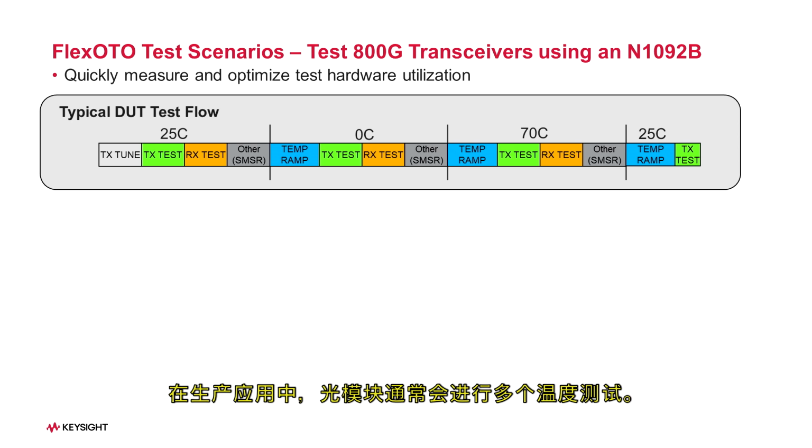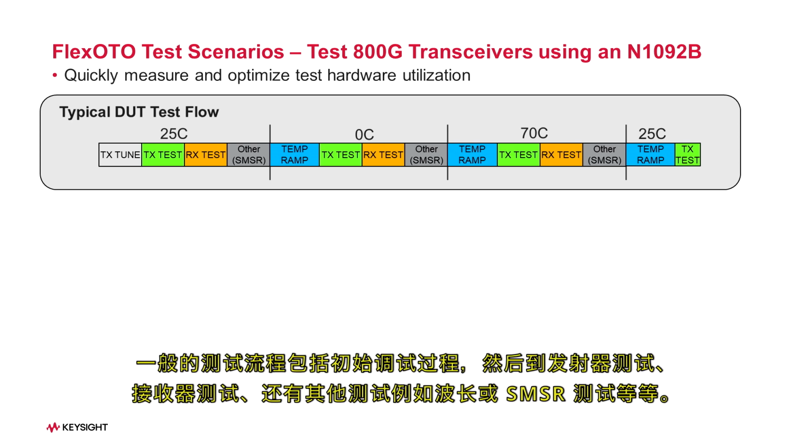In manufacturing applications, a transceiver is often tested at several temperatures. Typical test flows consist of an initial tuning process, followed by transmitter tests, receiver tests, and perhaps other tests such as wavelength and side mode suppression ratio, or SMSR, tests.